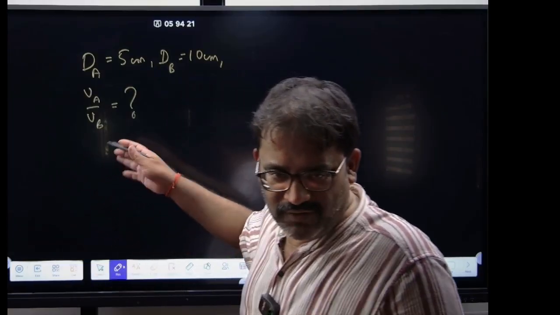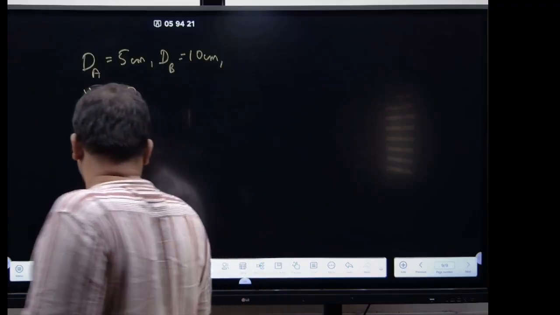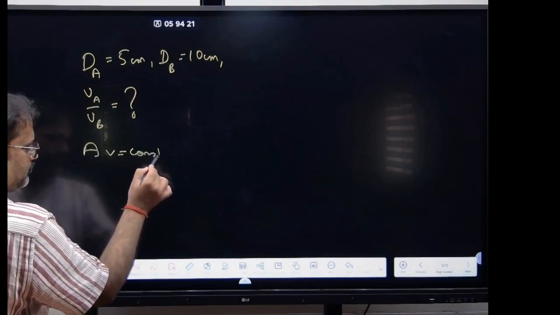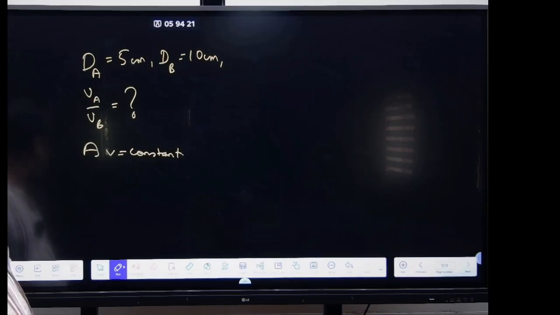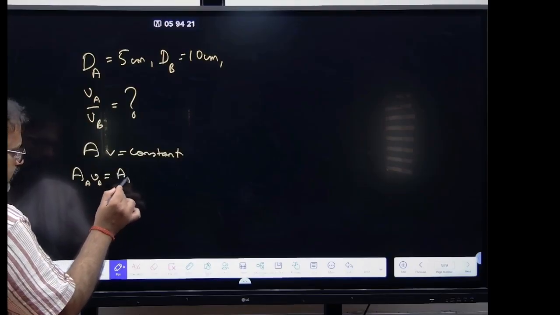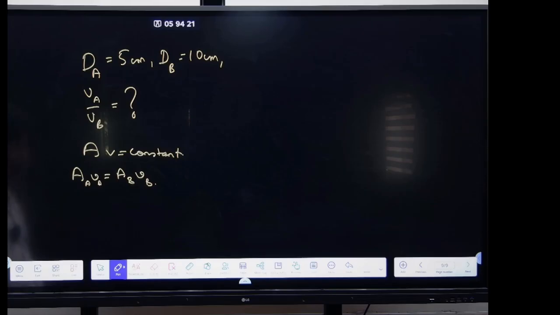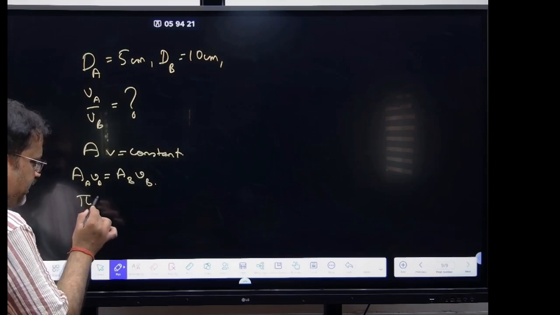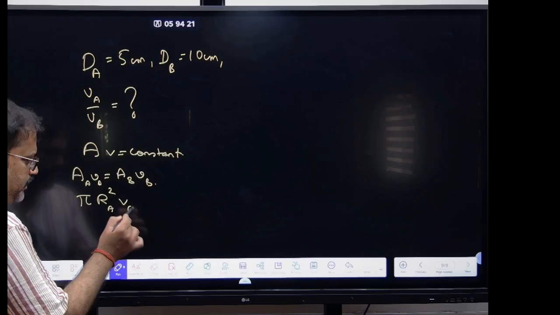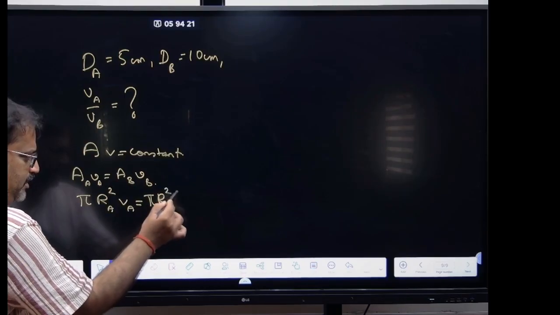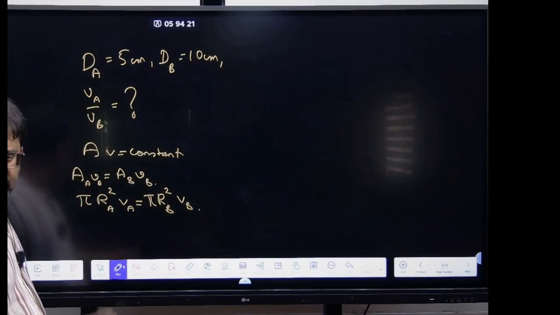So this is what we have to find out. Now remember, AV equal to constant, which means that AA VA equal to AB VB. Correct? Now AA is nothing but pi RA square into VA equal to pi RB square into VB. So what can I cancel off here? Pi can be cancelled off.